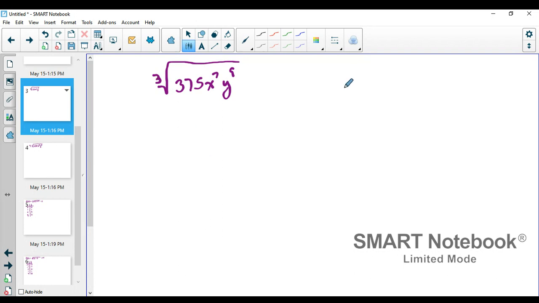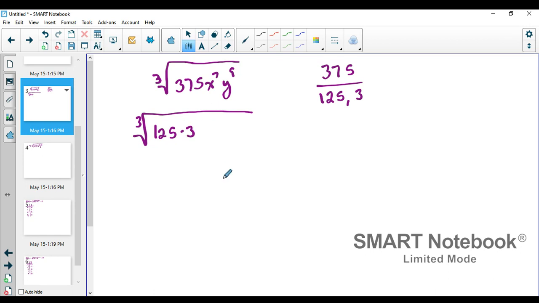All right, so the factors of 375, where one has a cube root, are 125 and 3, because 125 has a cube root. So we're going to break that up so that we have 125 times 3.